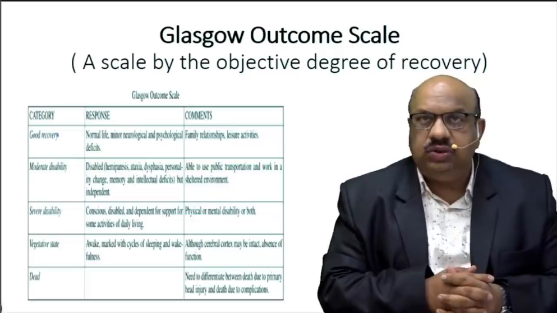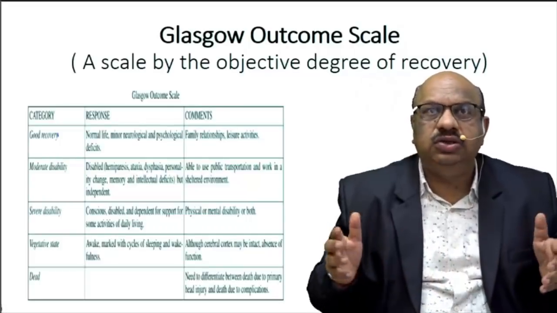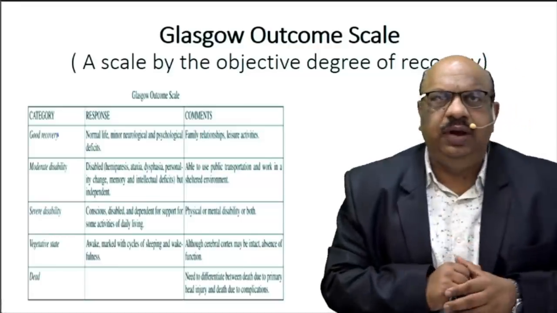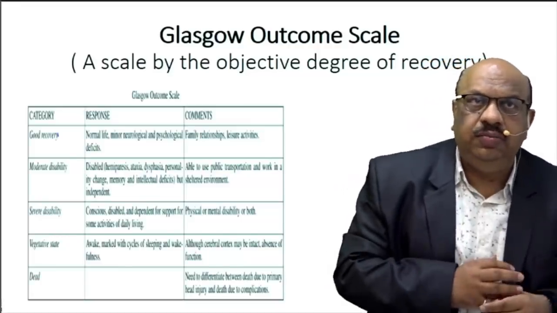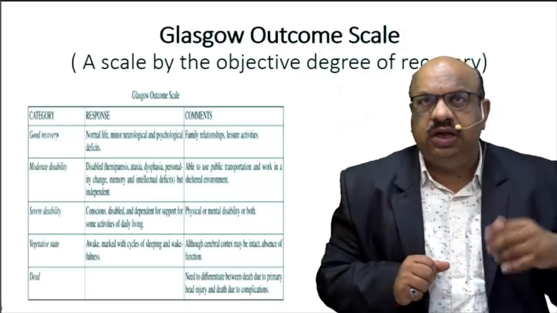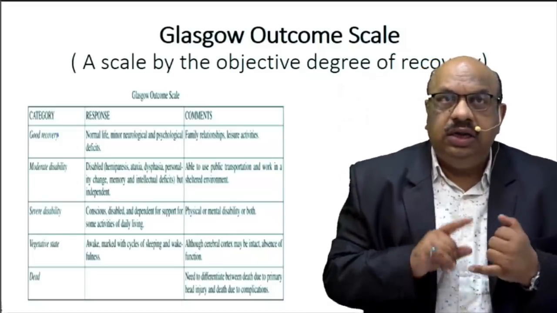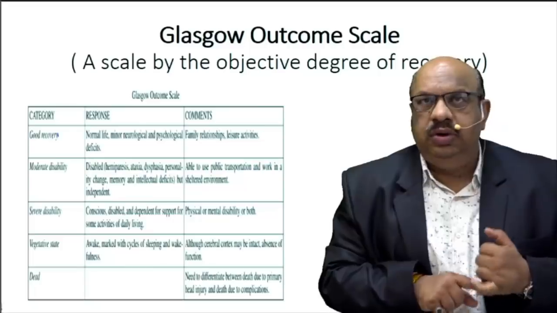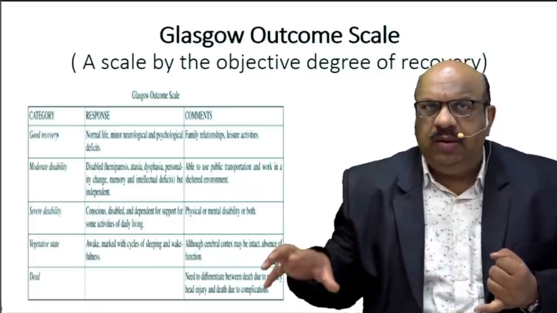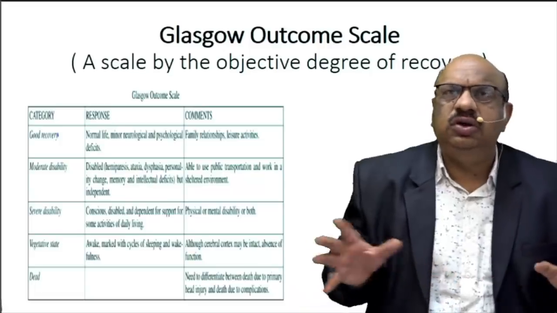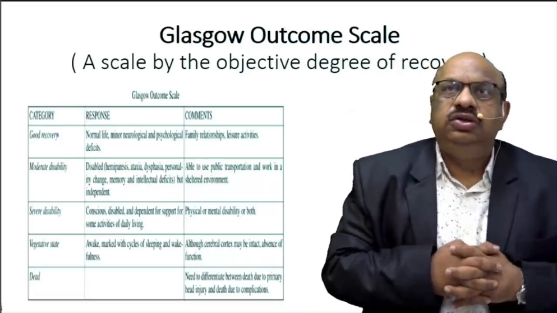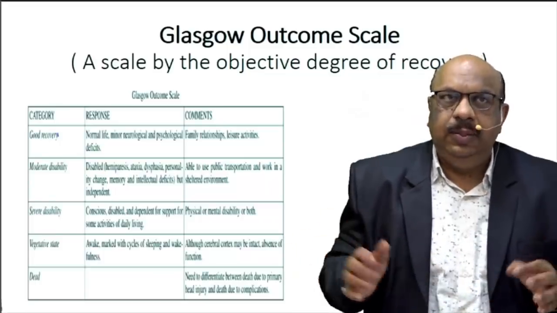Good recovery does not mean absolutely 100% normal. In good recovery, he may have some psychological impact, he may have some emotional impact, or very minor neurological deficit. Some tremors persisting, so minor. But he is able to do a normal job, what a normal person can do. He has normal family relationships, leisure activity, everything normal. So whatever neurological or psychological deficit there is, that's not interfering with his lifestyle.